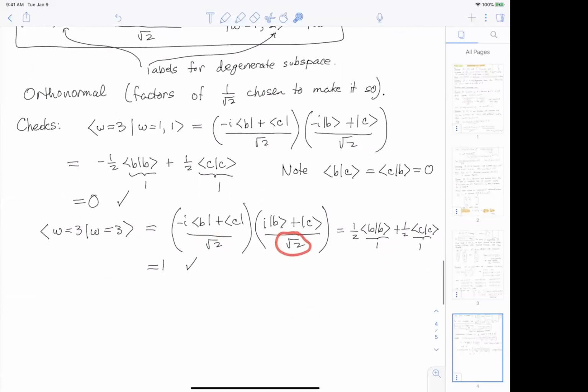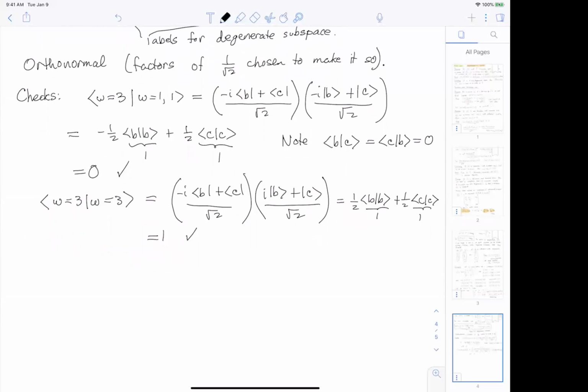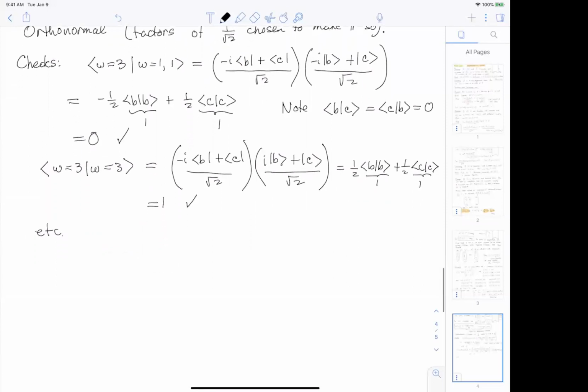If you're working a problem, it may not be obvious. And so what you want to do is compute the inner product of something that's supposed to be orthonormal with itself. And then that will tell you what the overall factor is that has to make it end up being 1 in the end. Okay, so then you can do all the other cases, I won't do all 9. So I'll just say et cetera here. But they are a set of orthonormal vectors. Now, on the other hand, as I also mentioned, they're not unique.